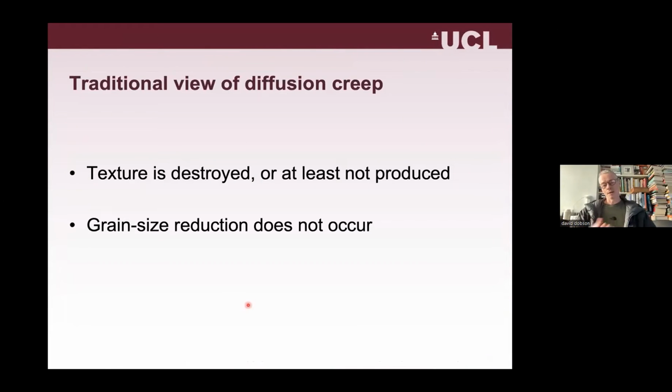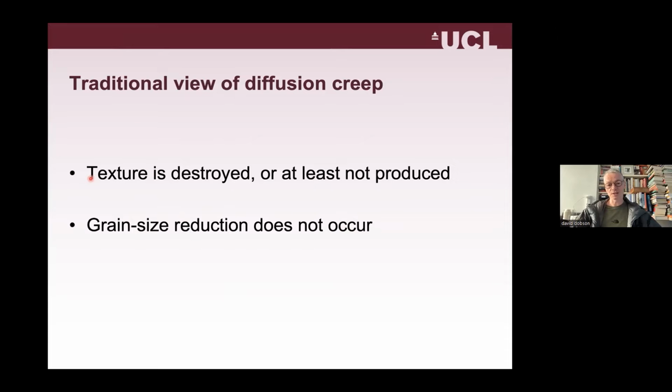So I'm going to be talking about diffusion creep, and the traditional view of diffusion creep is that n is 1, so the stress dependence is unity. Texture is destroyed, or at least texture isn't produced. There is a grain size dependence on the viscosity, and grain size reduction doesn't occur during diffusion creep because the lattice isn't being damaged. It's not like dislocation creep. The lattice isn't being damaged, so there's no dynamic recrystallization occurring.